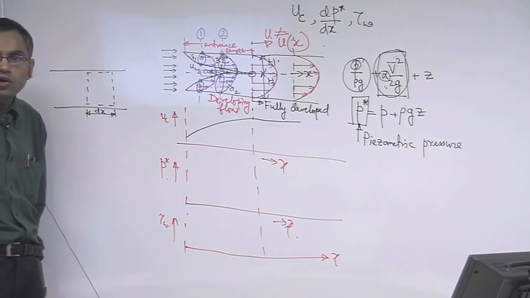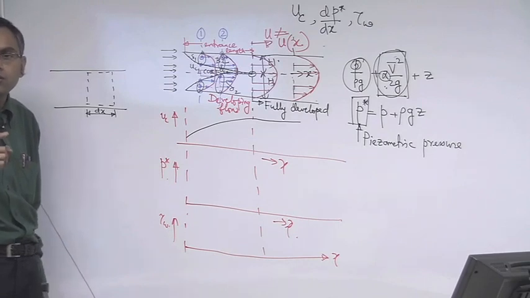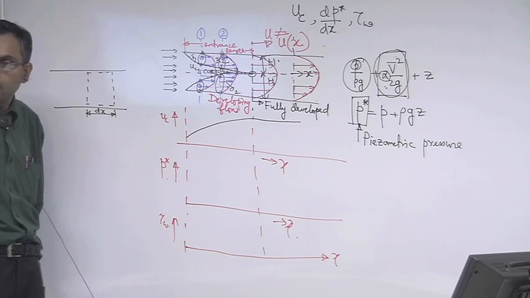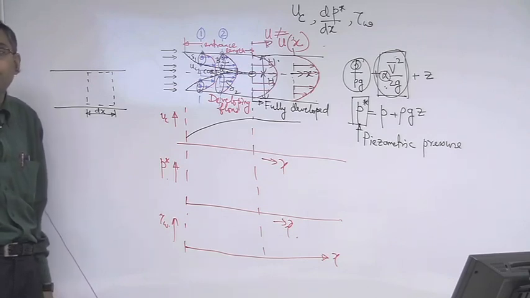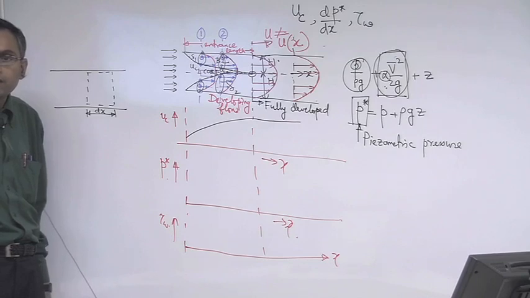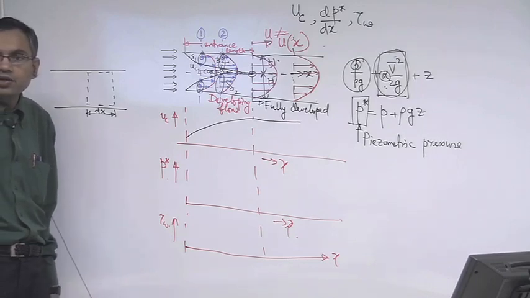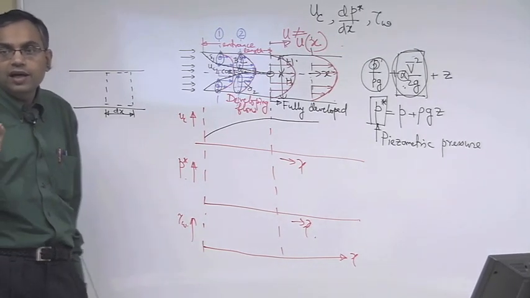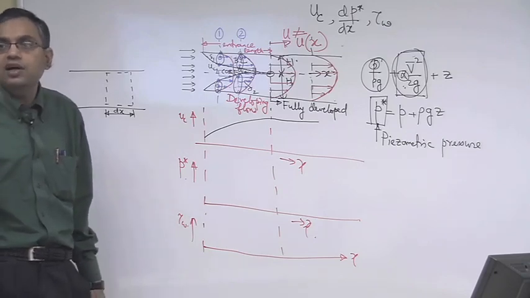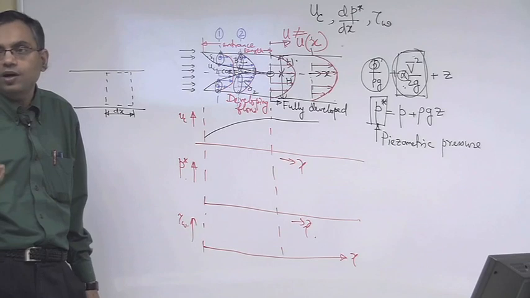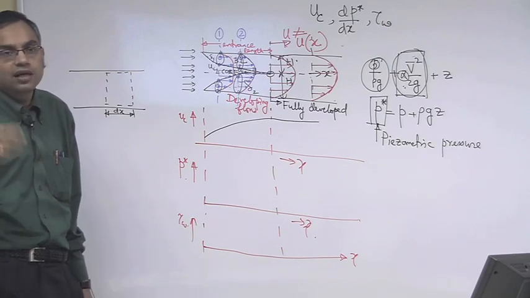One important hallmark of the fully developed flow is that the flow is not accelerating. Because the flow is not accelerating, that means the resultant force acting on a control volume must be 0. Recall the Navier-Stokes equation. The left hand side is mass into acceleration per unit volume, right hand side is force per unit volume on the control volume. So if the fluid is not accelerating, that means what? The resultant force is 0.